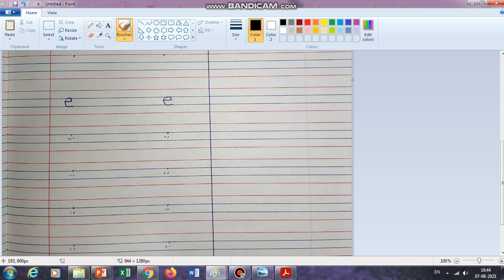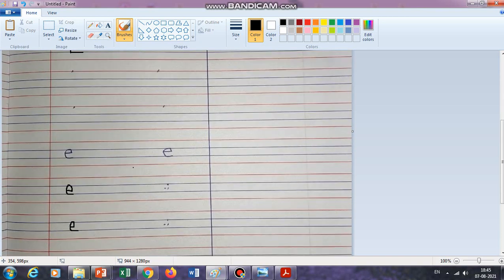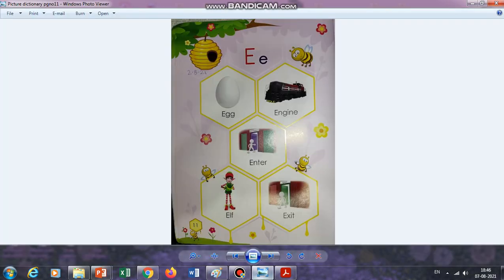This is capital E, and for small e, in the notebook I have given the dots like this. So you can make sleeping line, go up and curve touching the blue line. Again, sleeping line, go up and curve touching the blue line. Small e, capital E and small e in E1 notebook. From the picture dictionary book, page number 11, you can do revision of the words.